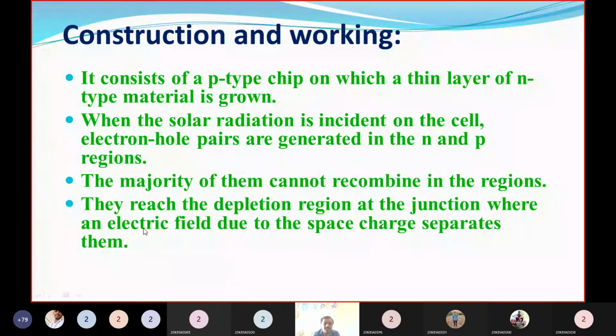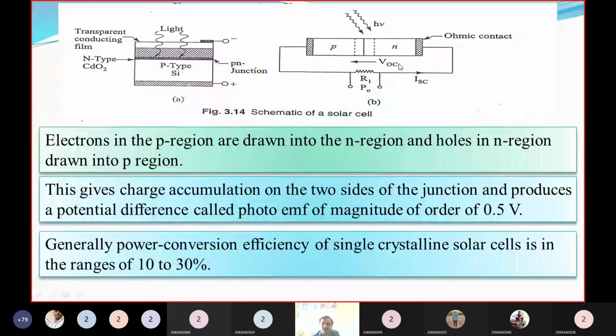They reach the depletion region at the junction, where an electric field due to the space charge separates them. Okay, so the PN junction will be formed. How will the PN junction be formed? Due to the space charge regions. So here, this is the P region and this is the N region.